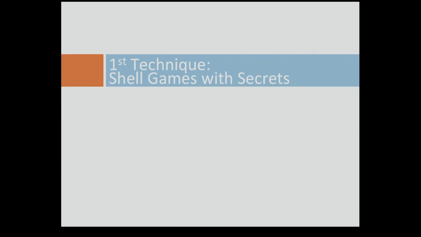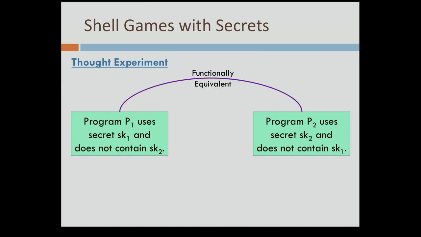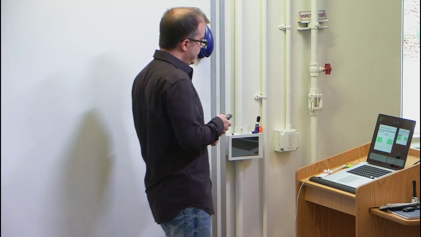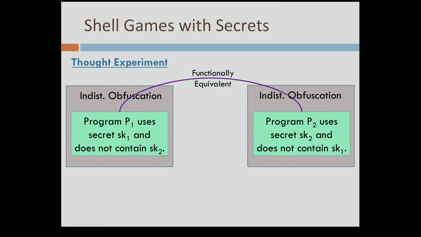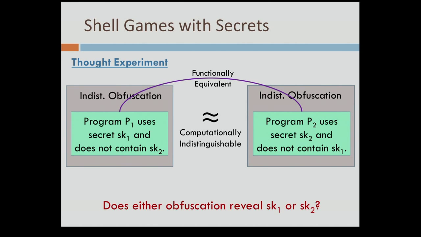All right. So shell games with secrets. Here's a thought experiment. I like to have these deep thought moments, kind of like, can a mind understand itself, that sort of thing. So imagine that you have some program P1 that uses a secret key SK1, but there's some totally independent secret SK2 that it doesn't use, doesn't contain, doesn't know about. And on the right, you have the flip side. There's some program P2 that has SK2, but it doesn't know anything about SK1. But for some reason, these programs are completely functionally equivalent. So that means that if you put I/O around them, they should be computationally indistinguishable. So my question is, does either obfuscation reveal the secret key SK1 or SK2?